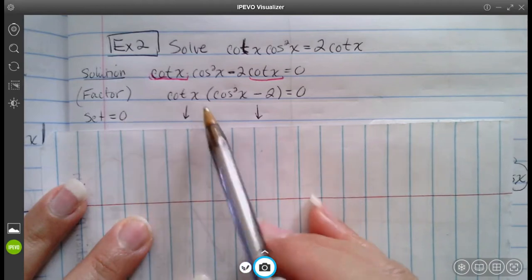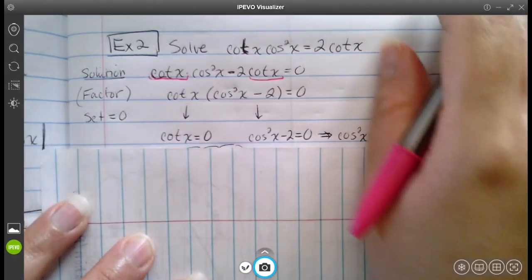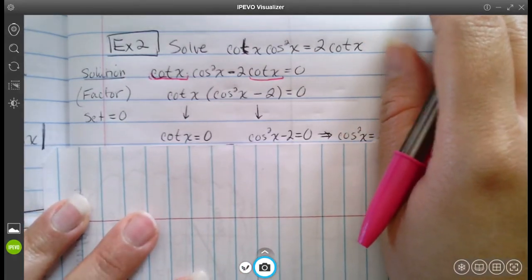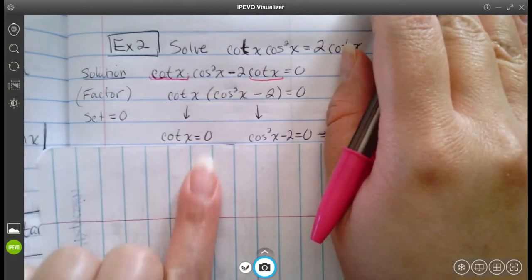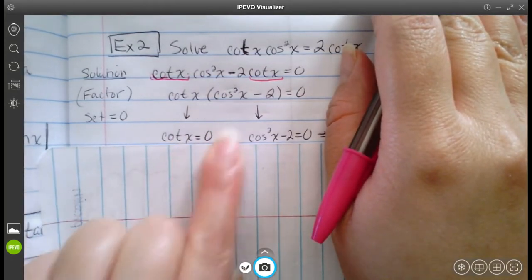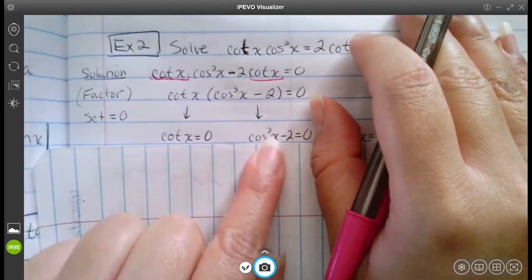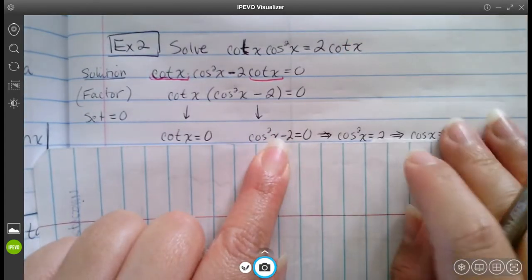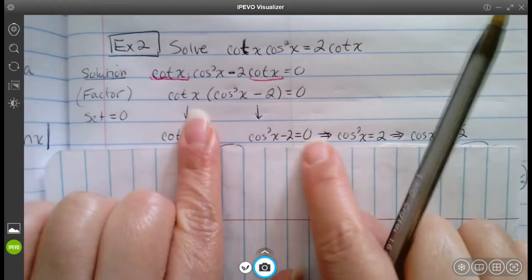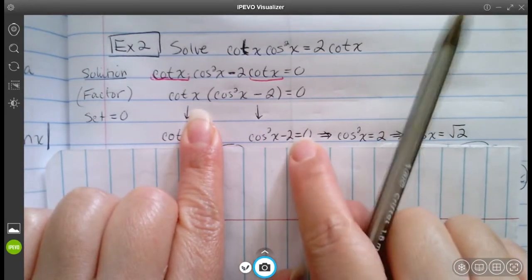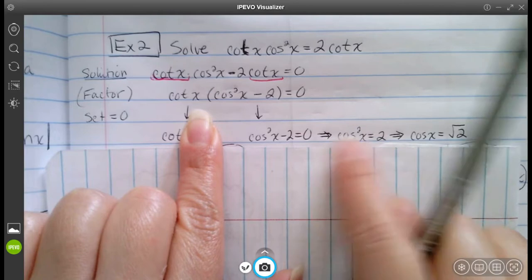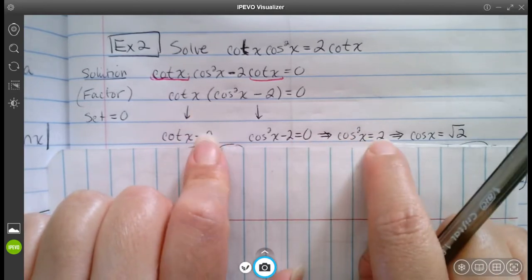So set equal to 0 like so. And we're going to try to hide some of this first. So we have cotangent of x equal to 0, and then all of this is equal to 0. Let's look at this one first because I worked it out this way. If I move my 2 over, I get positive 2. So cosine square x equals positive 2.